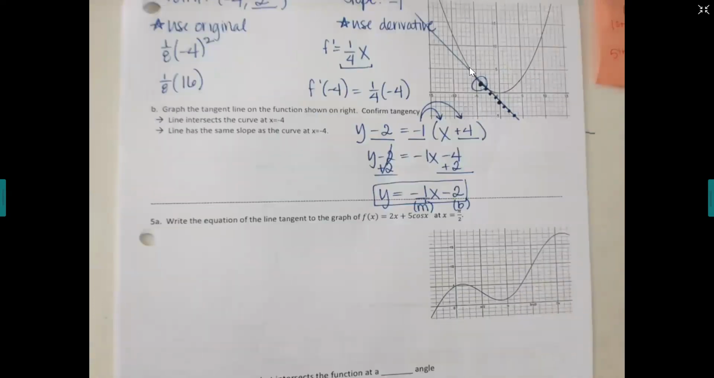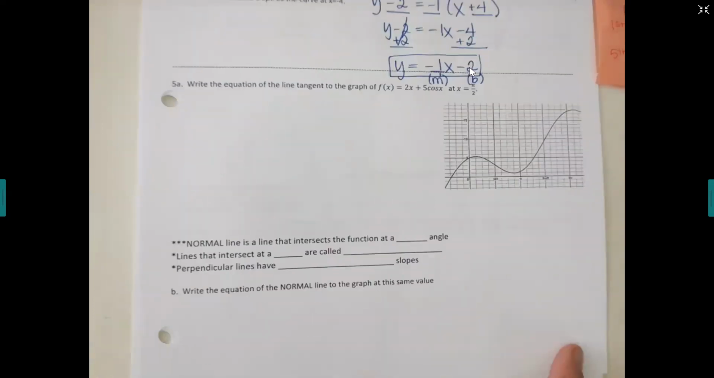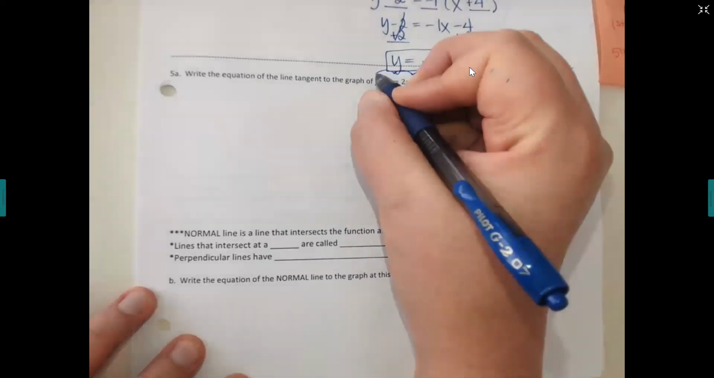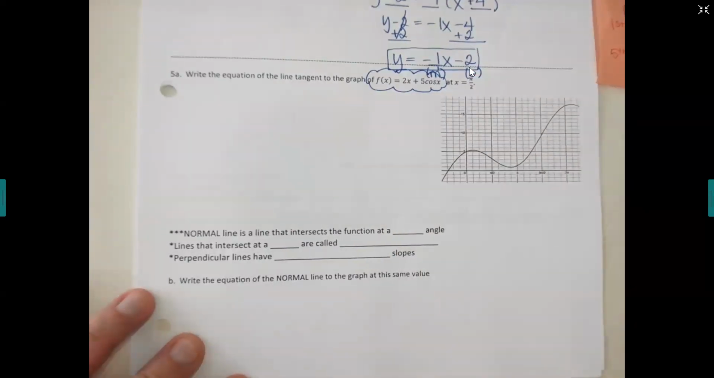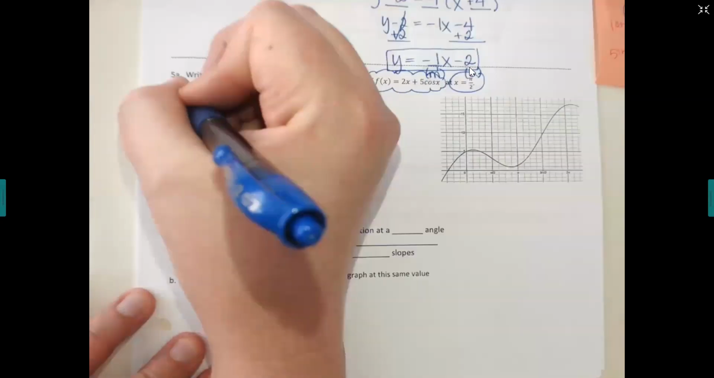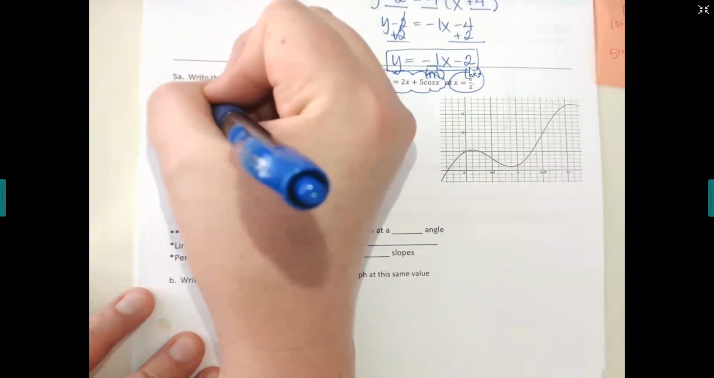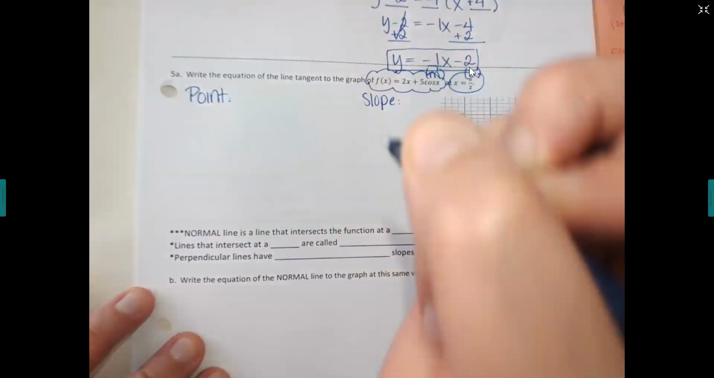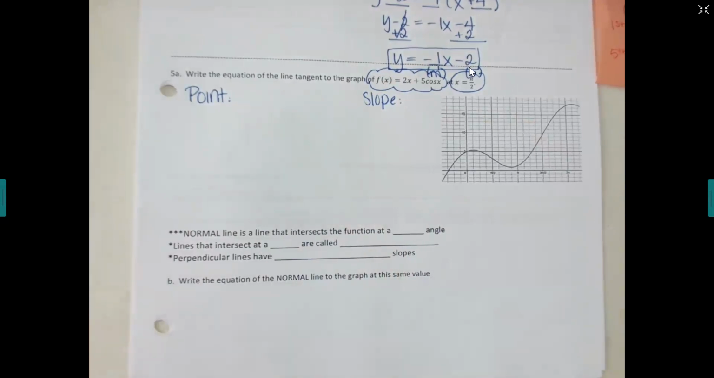So if you look at number 5, okay, we're going to stop graphing and just write the equations because that's the majority of what you have to be able to do. So here's my equation. 2x plus 5 cosine x. I want to write the equation of the tangent line at pi halves. So my point is here. My slope is here. Those are the 2 ingredients for a tangent line.